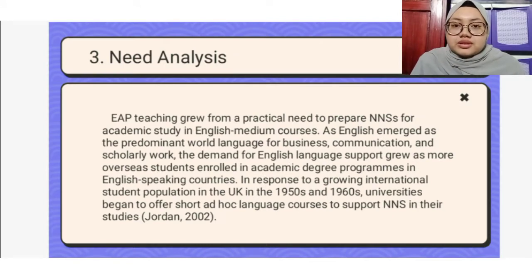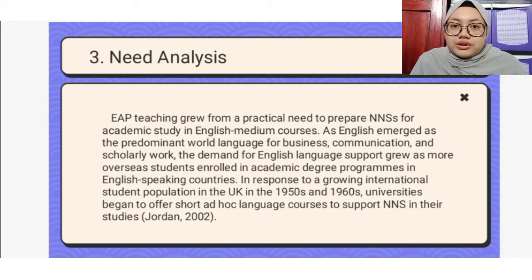Okay, the next material is about needs analysis. English for academic purposes teaching grew from a practical need to prepare NNS for academic study in English-medium courses. As English emerged as the predominant world language for business, communication, and scholarly work, the demand for English language support grew as more overseas students enrolled in academic degree programs in English-speaking countries.